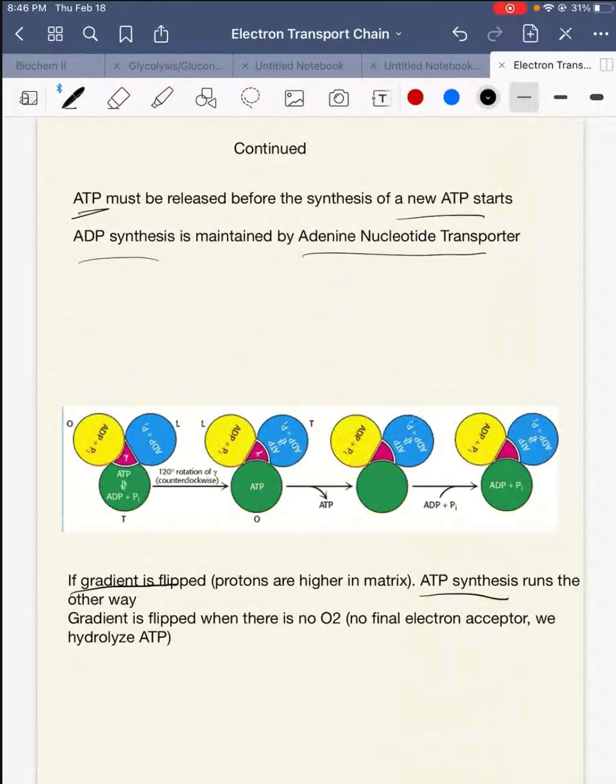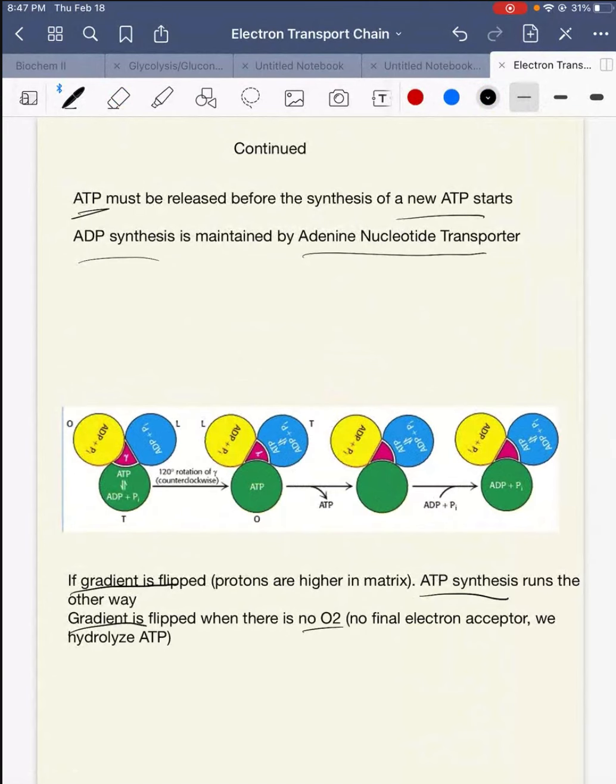This happens when there is no oxygen, and this is what happens in hypoxia. You don't have an electron acceptor. That's why if you don't breathe for a while, or if the cell's not receiving oxygen in a long time, the cell will die because you're hydrolyzing ATP. You don't have the final electron acceptor to be able to make ATP synthase run in the proper direction.